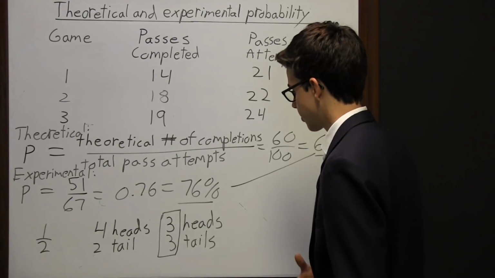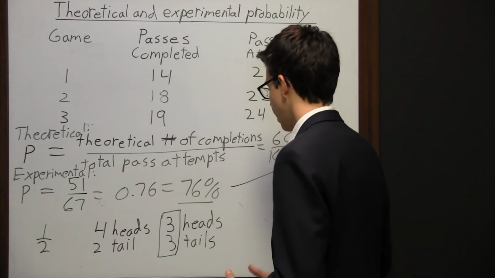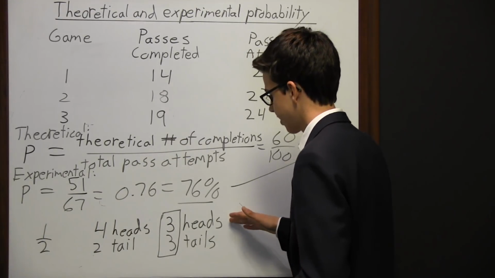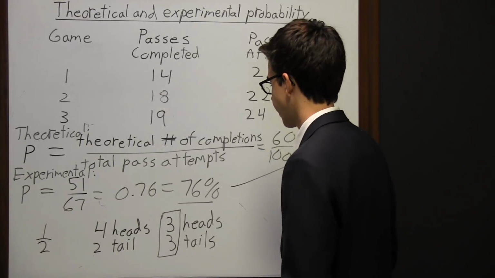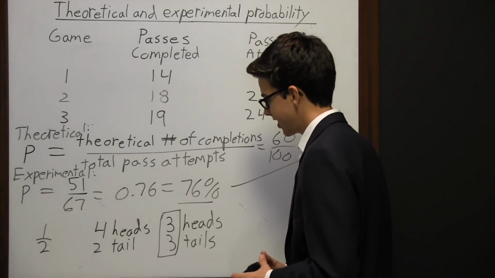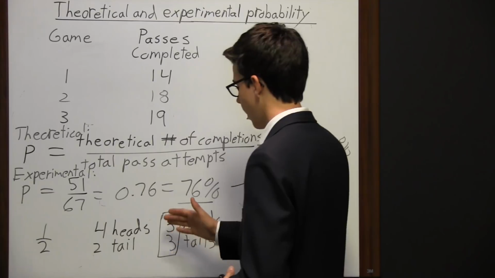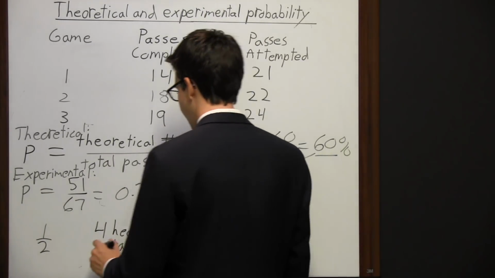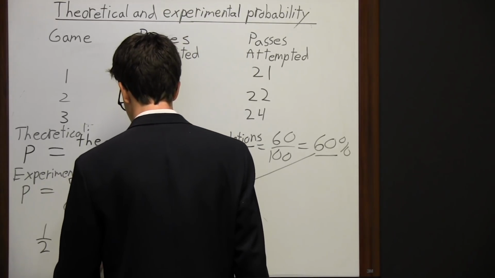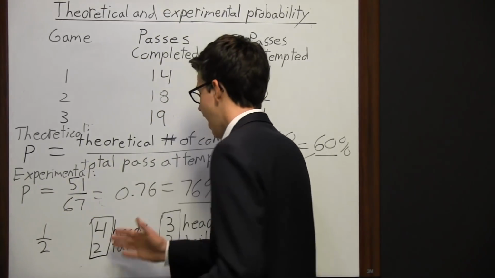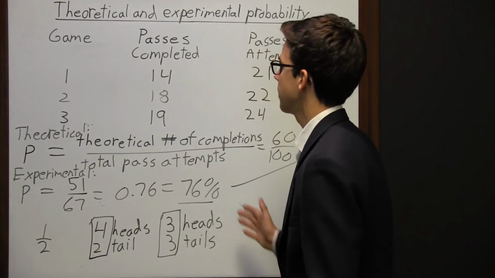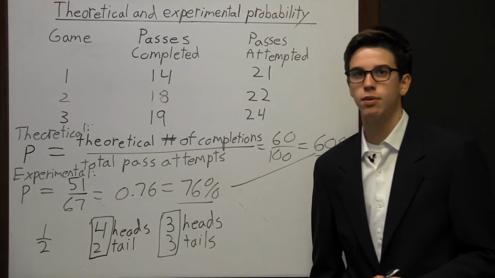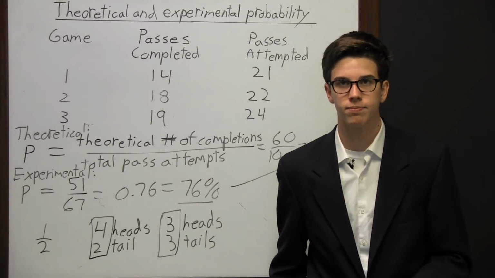Because when you flip a coin, there's a 50-50 chance of what it'll land on. There's a 50% chance it'll land on heads and a 50% chance it lands on tails. So if you were to flip a coin 6 times, the theoretical probability is that it would land on heads 3 times and tails 3 times. But right here we have the experimental probability, and this is what actually happened. So that's the difference between theoretical and experimental probability.